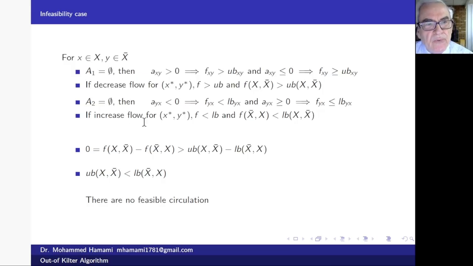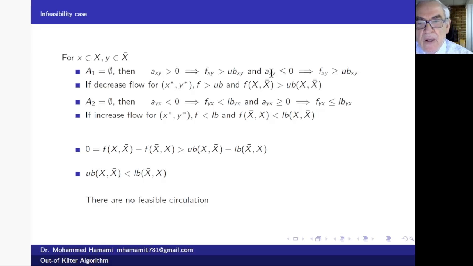Okay, so let's prove infeasibility. When A1 and A2 are both empty, then the problem is infeasible. So what does it mean for A1 to be empty? Remember, the definition of A1 is a_xy greater than 0, and the flow is less than or equal to the upper bound. So if it's empty, that means for any arc from x to x bar for which the adjusted unit cost is bigger than 0, f of xy has to be bigger than the upper bound. And of course, from the flow change rule, we know that if a_xy is less than or equal to 0, then f of xy must be greater than or equal to UB.